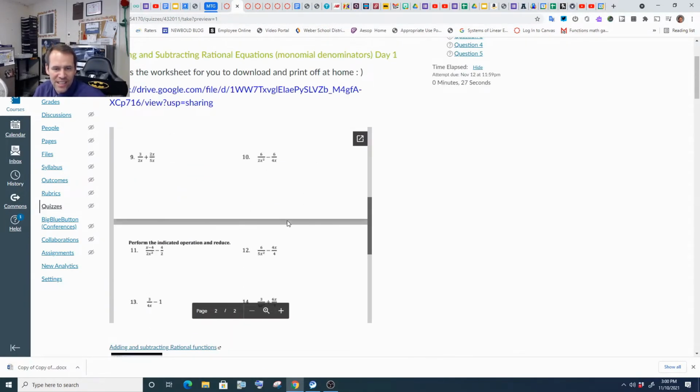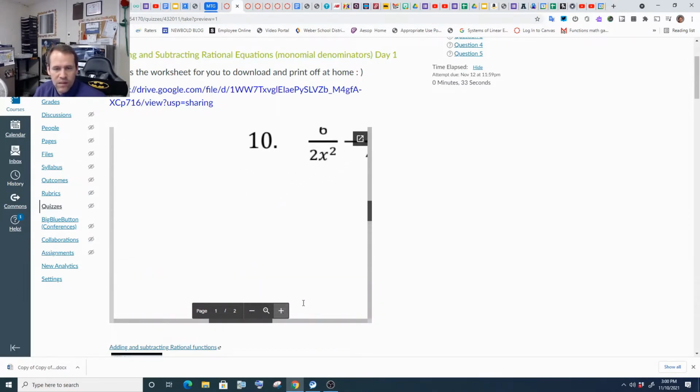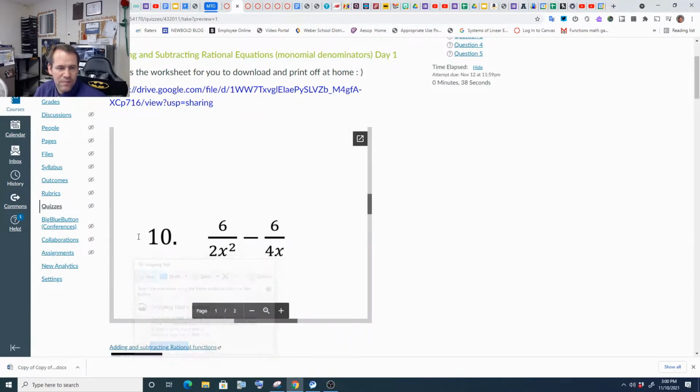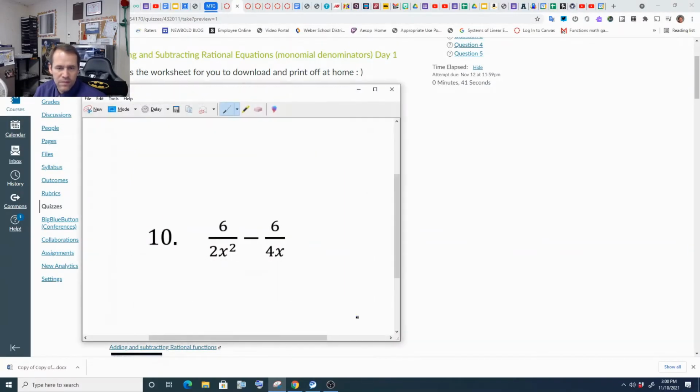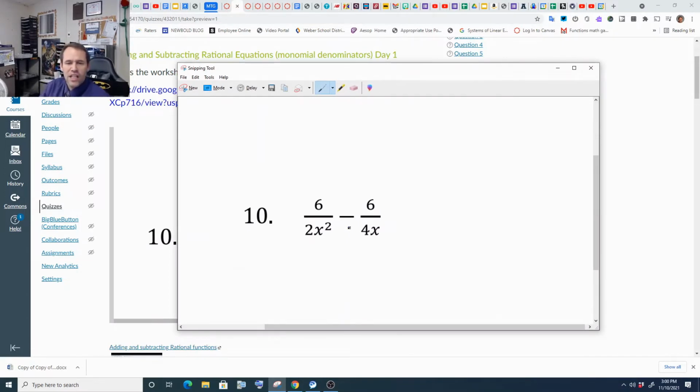So here's our worksheet. Zoom in. So here's question number 10 that we're going to show you right now. There we go. Do you see how we have different denominators? So how you get a common denominator is you try to get them to look like each other. It's trying to find the LEAST common denominator, the least common denominator.